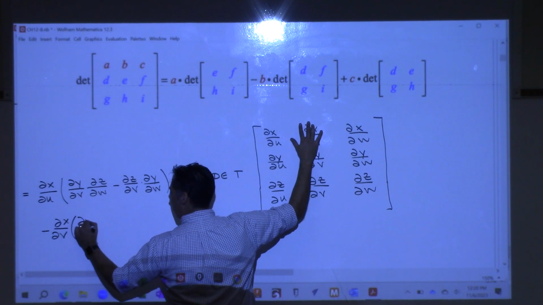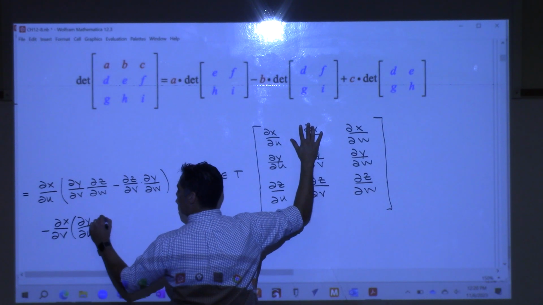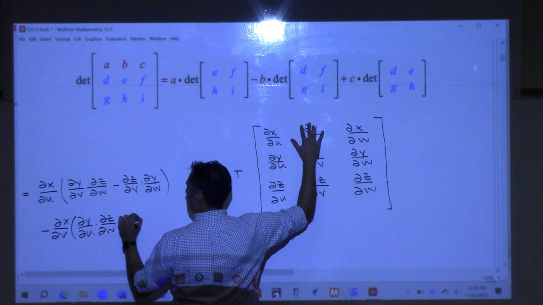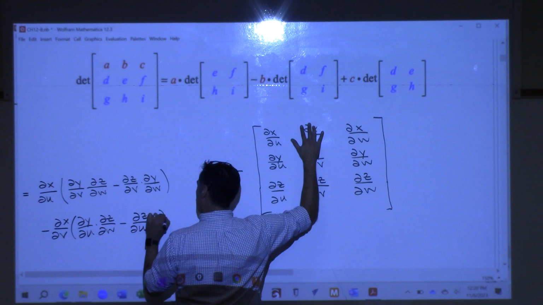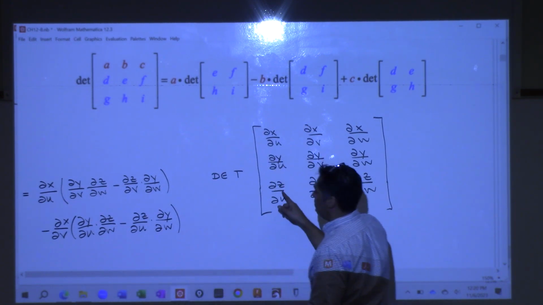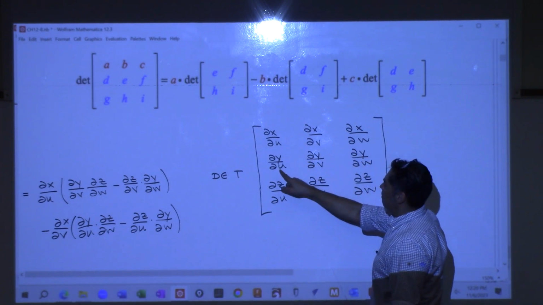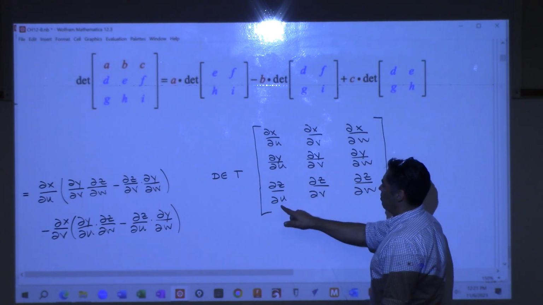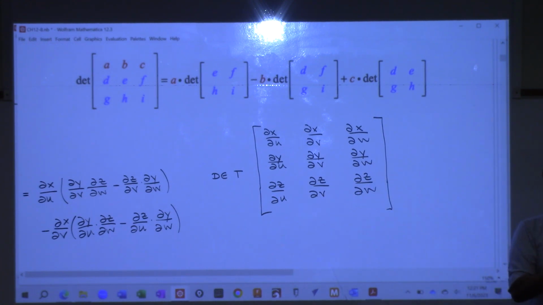So partial y with respect to u times partial z with respect to w minus, because it's multiplication, this order doesn't matter, right? But y'all double check me here. I think I got it. Let me see. This line should read partial x with respect to v, then parentheses, partial y with respect to u times partial z with respect to w minus partial z with respect to u times partial y with respect to w. There's a few places to make mistakes here, would you say?